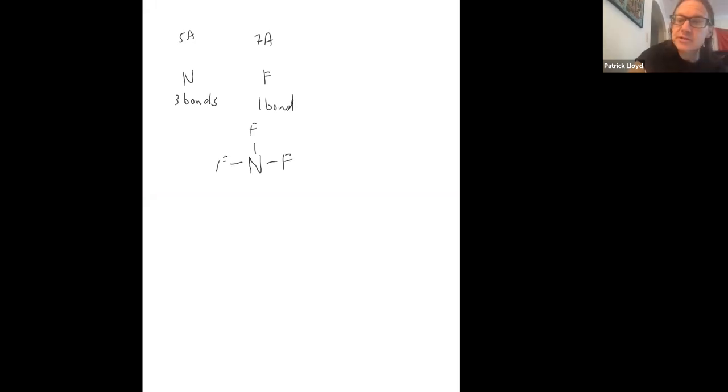And each fluorine only needs 1. Now, I'm not drawing out the whole Lewis structure. I'm not drawing in the lone pairs. We don't need that. This problem is not asking us to do that. All it's asking us is to figure out what the formula is going to be, right?